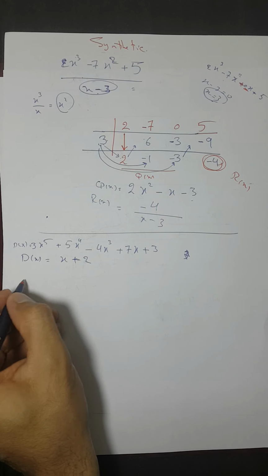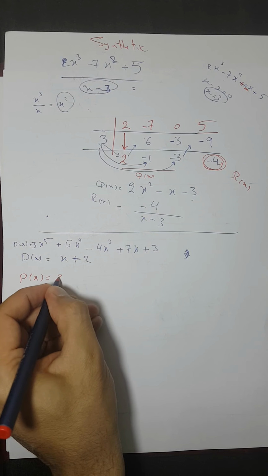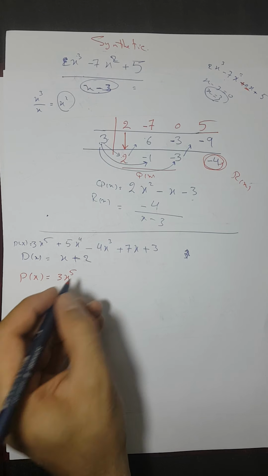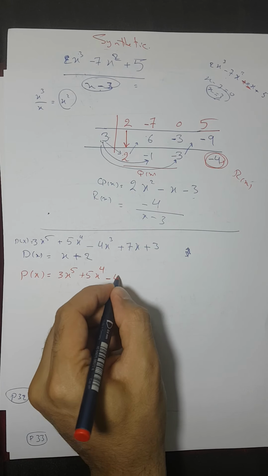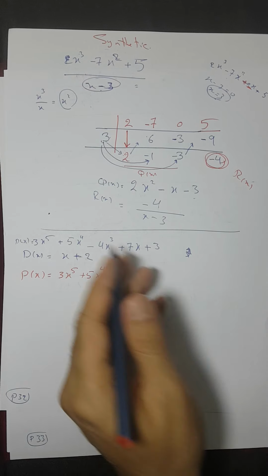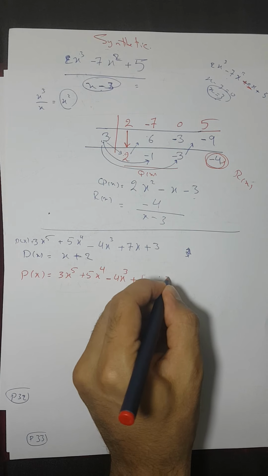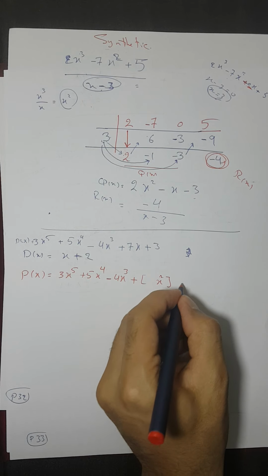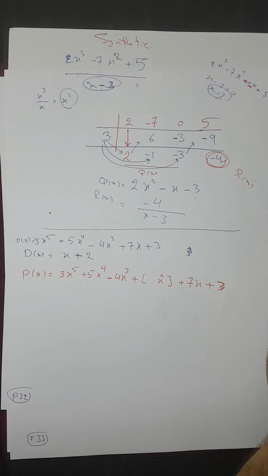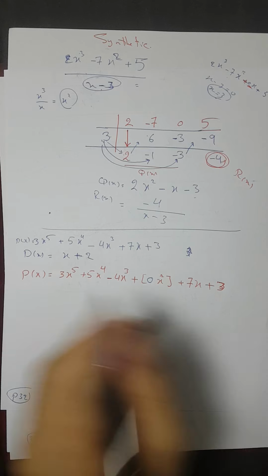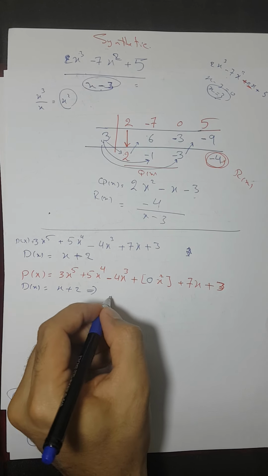Look, now try to arrange p of x. 3x to the power 5, it's okay. After this you have 5x to the power 4, that's okay again. Now you have minus 4x to the power 3. Yes, you are right. Where's x squared? Tell me, where's x squared? Okay, plus 7x plus 3. Because there is no x squared, it means the coefficient is 0.